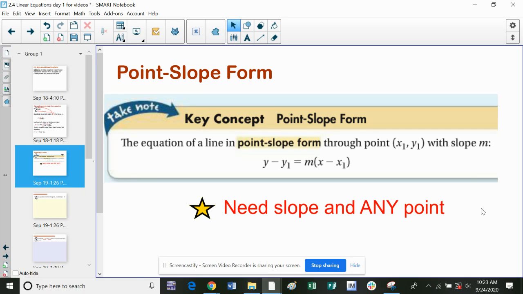Now, you'll have a great desire to use the distributive property and clean it up and make it look like y equals mx plus b. But you do not need to do that. Point-slope form is an accepted form of writing a linear equation.